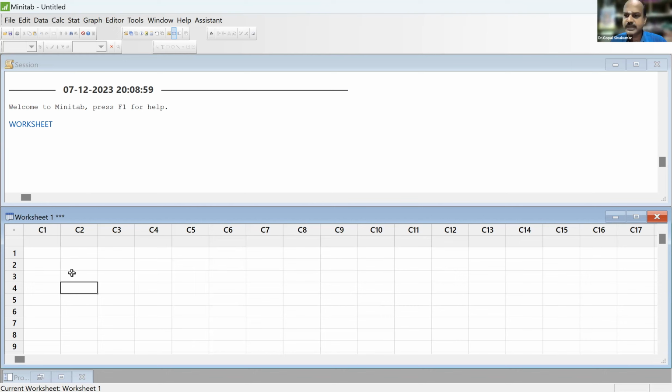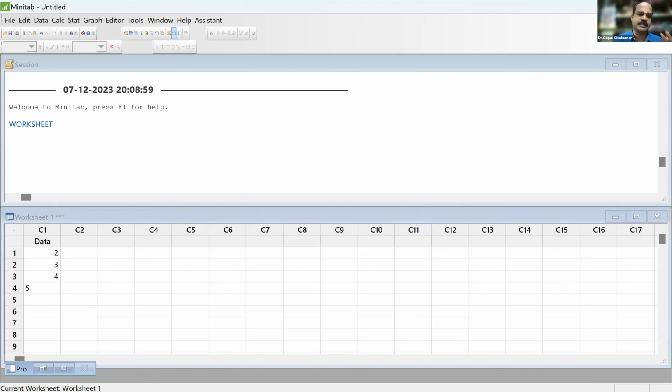Here you can copy paste your data, or you can type your data. Like, say, I am typing my data: the data header and then some data, 2, 3, 4, 5, whatever. So some data, you can type it here. And then this area is known as session window.